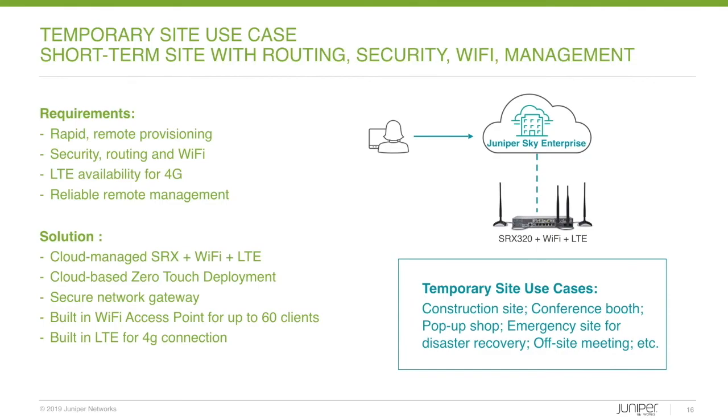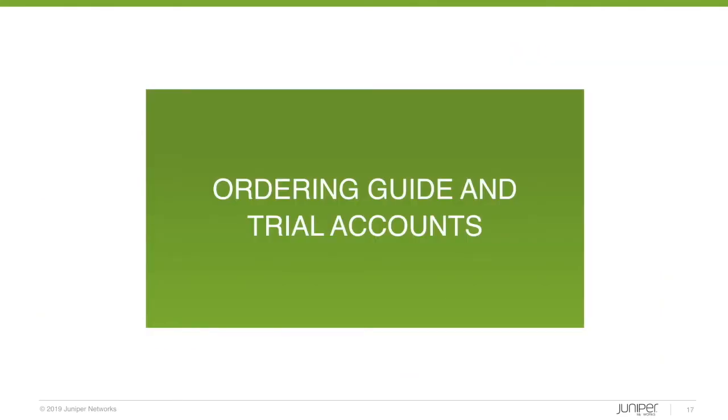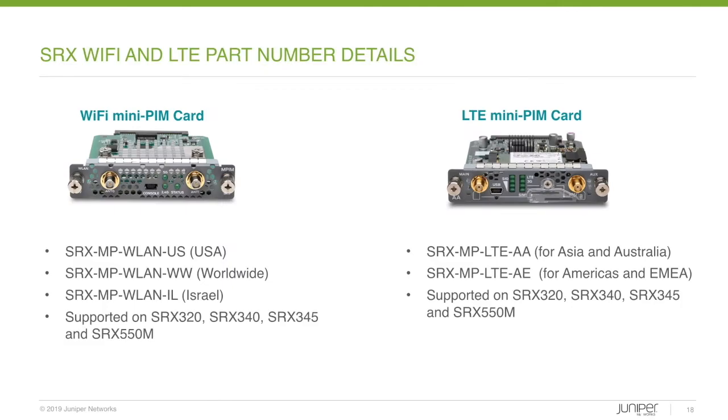Okay, let's talk about ordering, and then we'll go into some trial accounts with Sky Enterprise. On the ordering side, the new product labels are very consistent, right? SRX-MP-WLAN, and then based on where this device is going to be deployed, the US, the WW for worldwide, or the Israel model.